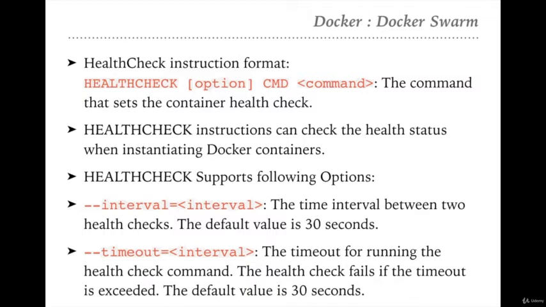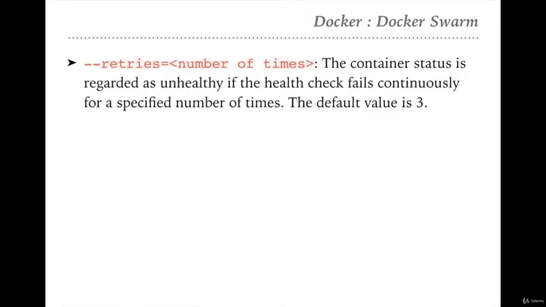There are two more properties. The first is the retries. The container status is regarded as unhealthy if the health check fails continuously. By default the value is 3. If 3 consecutive health checks fail, then you will get the notification or Docker Swarm will take the appropriate action, right?